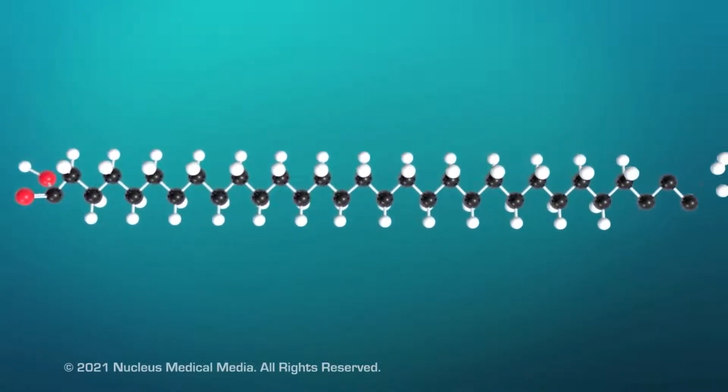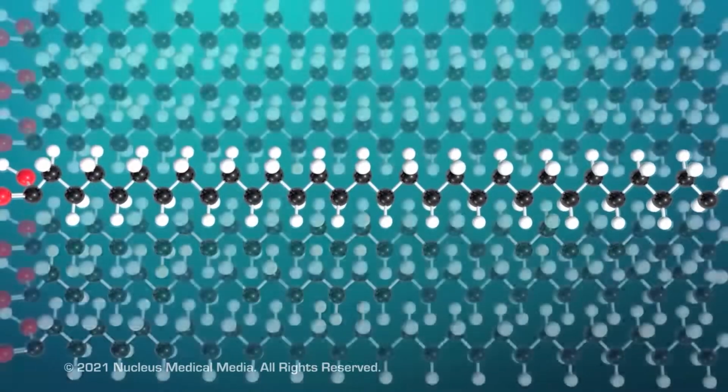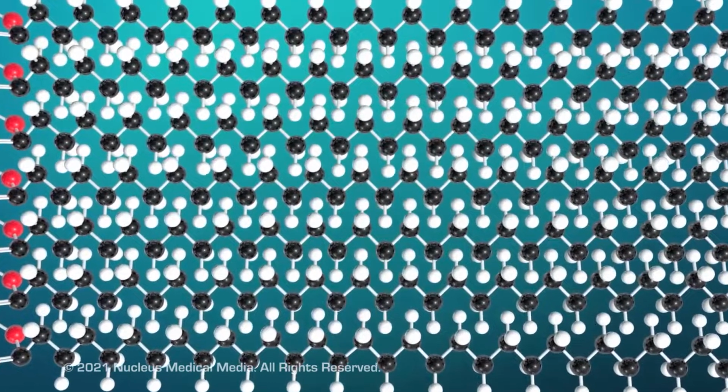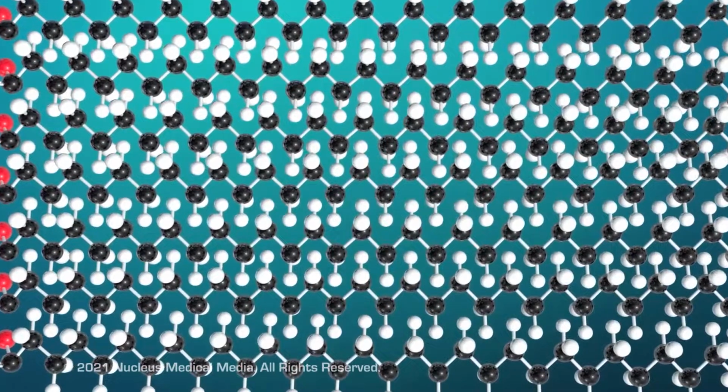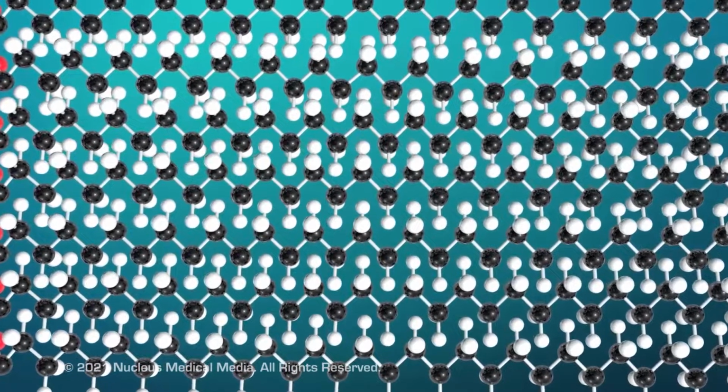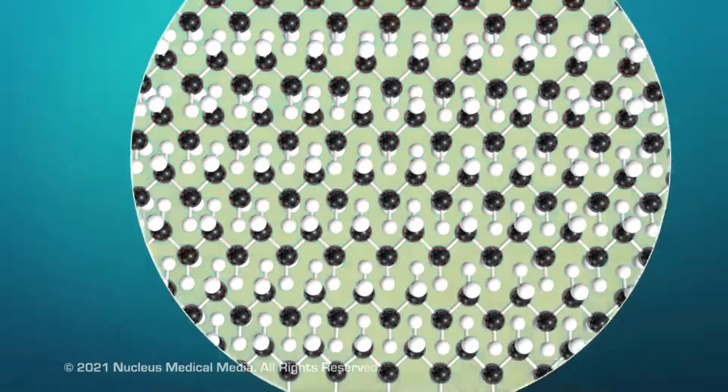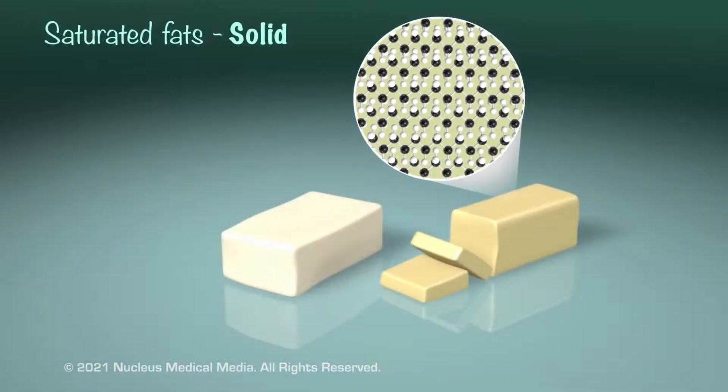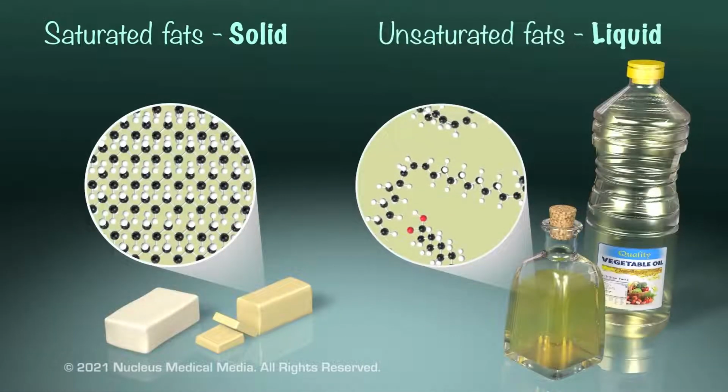Because of this structure, saturated fatty acids are straight molecules that can pack tightly together. As a result, saturated fats are usually solid at room temperature. Examples of saturated fats include lard and butter. In contrast, unsaturated fats are usually liquid at room temperature. These include things like vegetable oil and olive oil.